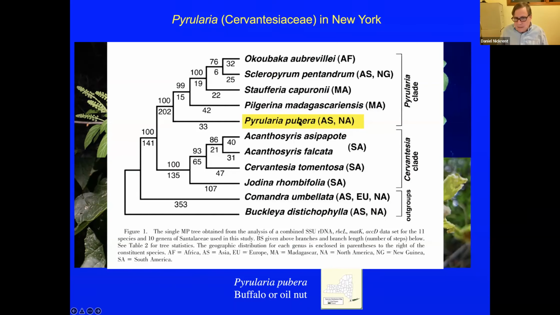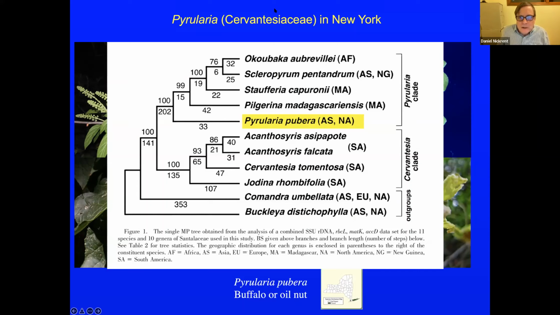Madagascar, Asia, New Guinea, and Africa. Oh my gosh, look at that clade. And the other clade includes mostly South American things, but I used Comandra as my outgroup. All right. All of these things have huge fruits compared to other members of the order.